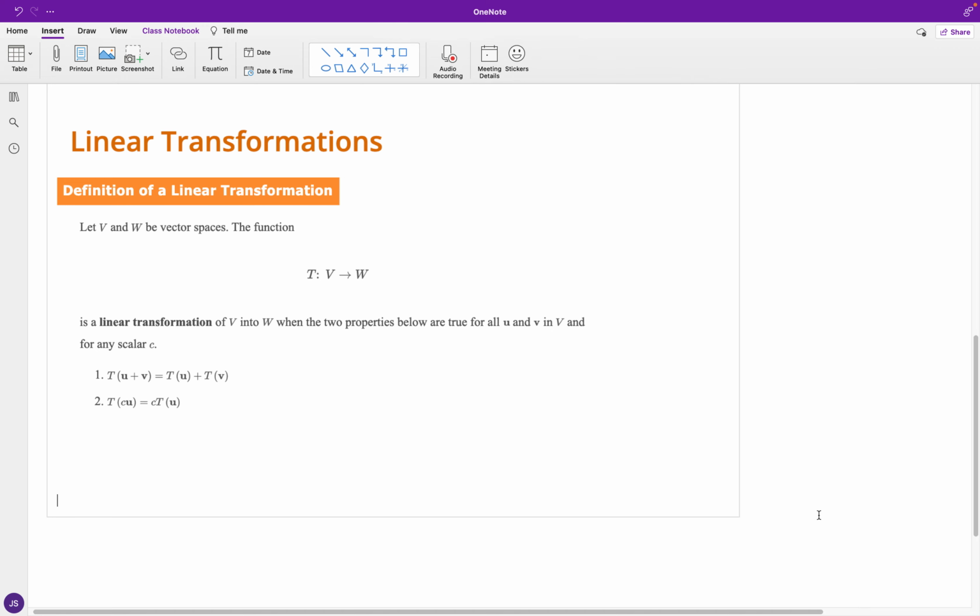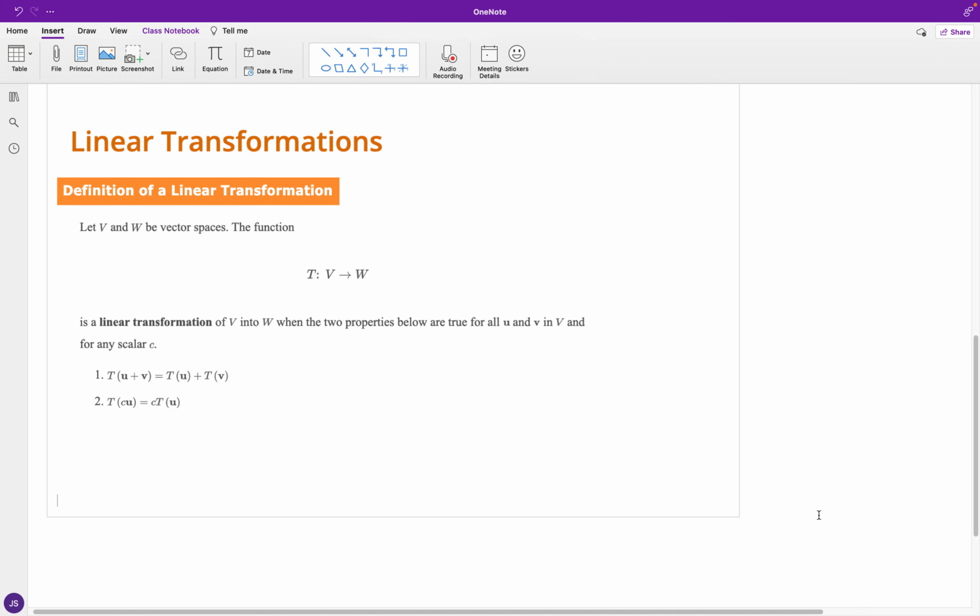vector space V, and for any scalar c. First, the transformation of the sum of the vectors is going to be equal to the sum of the transformations of the vectors. And second, the transformation of the scalar multiple of vector u is going to be equal to the scalar multiple of the transformation of the vector u.